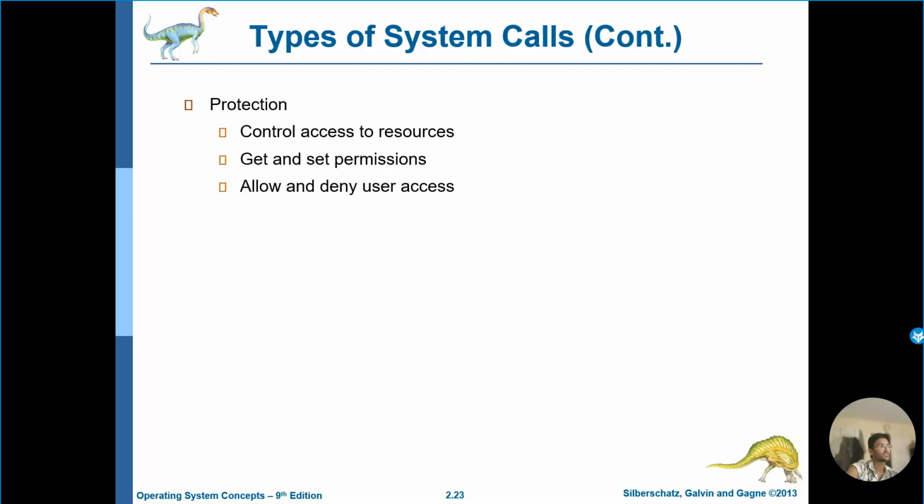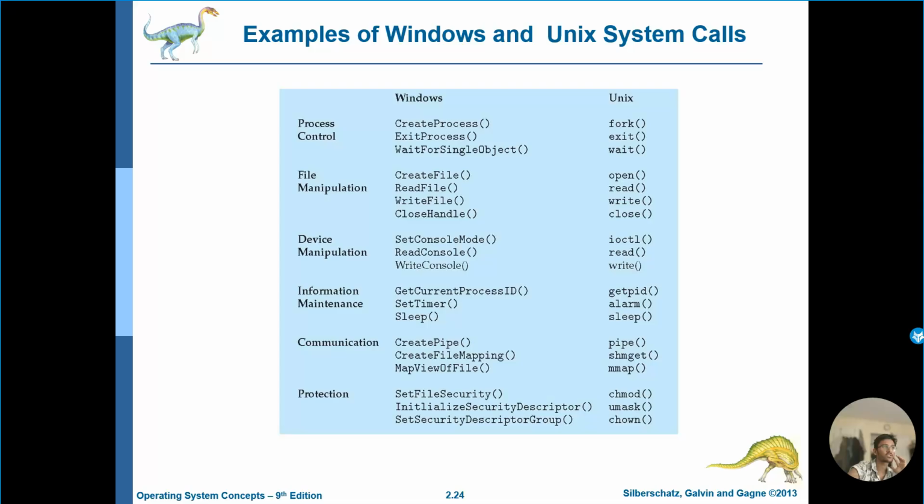And protection, so how you can control access to resources. We said that it's an important feature, right? But security is different, because you control access from outsiders. So protection: get and set permissions, allow and deny user access. So these are some calls that you would see. You can think of them as predefined functions for us.